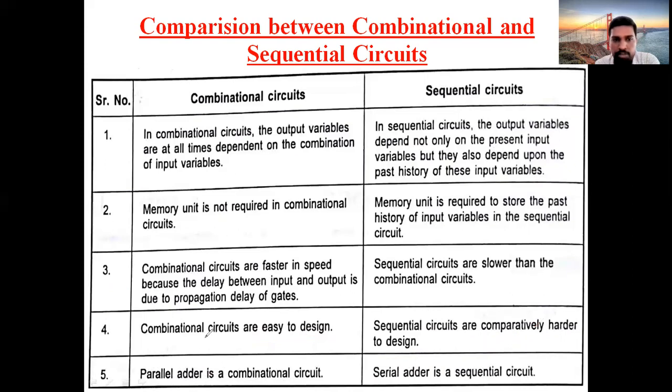So these are the five major differentiations or comparisons between combinational and sequential circuits. The first point is regarding the definition. The second point is regarding the memory element. The third point is regarding the speed. The fourth point is regarding the construction of the circuit, that means the designing of the circuit. And the fifth one is an example. You can expect this question even for short answers, 2 marks questions, so please learn them. Okay, next.